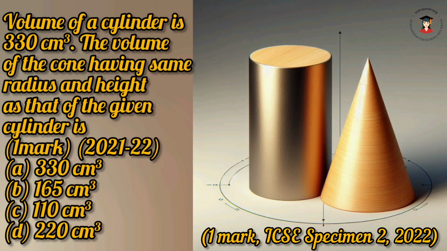The fourth question is also a similar question. The question is, the volume of a cylinder is 330 centimeter cube. The volume of the cone having the same radius and height as that of the given cylinder is, options are 330 centimeter cube, 165 centimeter cube, 220 centimeter cube.